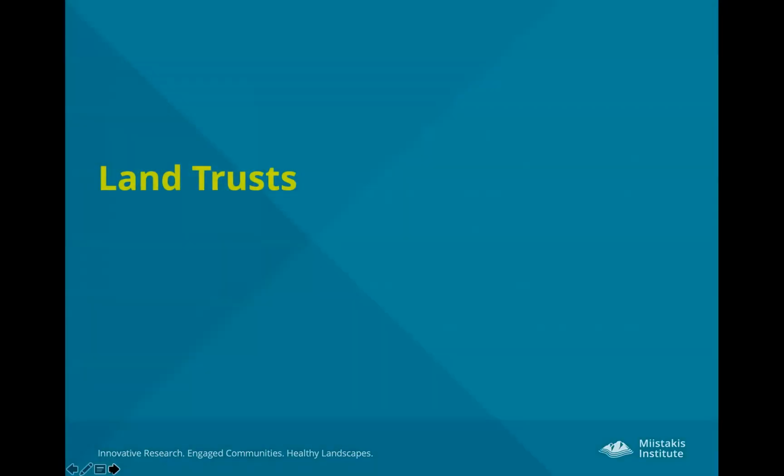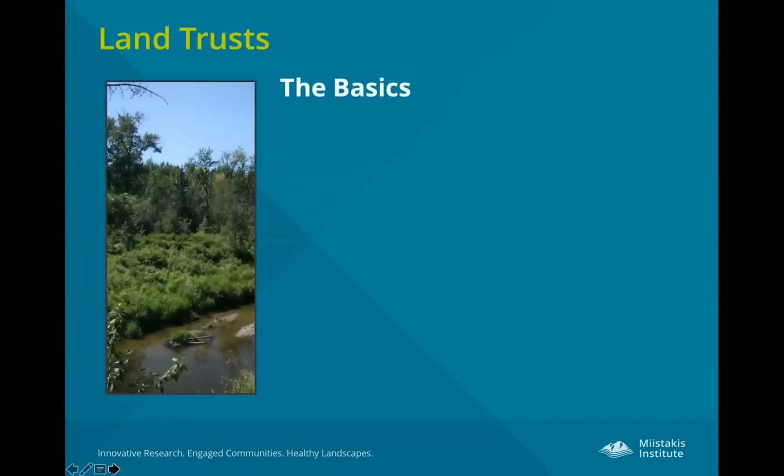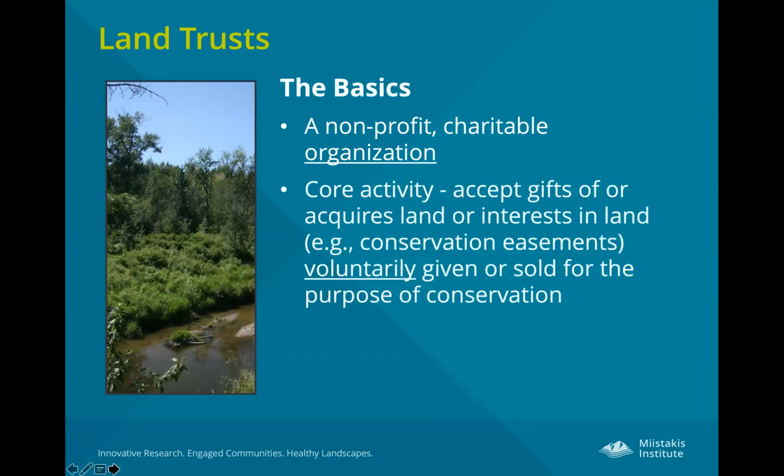Okay, just quickly about land trusts. And again, land trusts and conservancies, I'm going to use the terms interchangeably. The basics: they're a nonprofit charitable organization. So the land trust or conservancy is the organization, the conservation easement is the tool. Their core activity is to accept gifts of land or interest in land, such as conservation easements, always voluntary, given or sold for the purpose of conservation. So this is not a regulatory entity, and even when these kinds of activities are pursued by a government agency, it's still not in a regulatory environment. This is a voluntary circumstance.